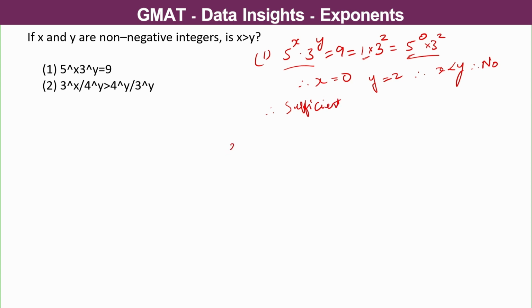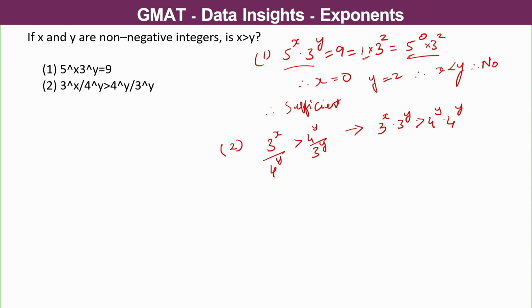Now, let us look at the second statement. 3 to the power of x divided by 4 to the power of y is greater than 4 to the power of y divided by 3 to the power of y. Since these are positive integers raised to other unknown integers, we can definitely cross multiply. That is, we can say that 3 to the power of x into 3 to the power of y is greater than 4 to the power of y into 4 to the power of y.